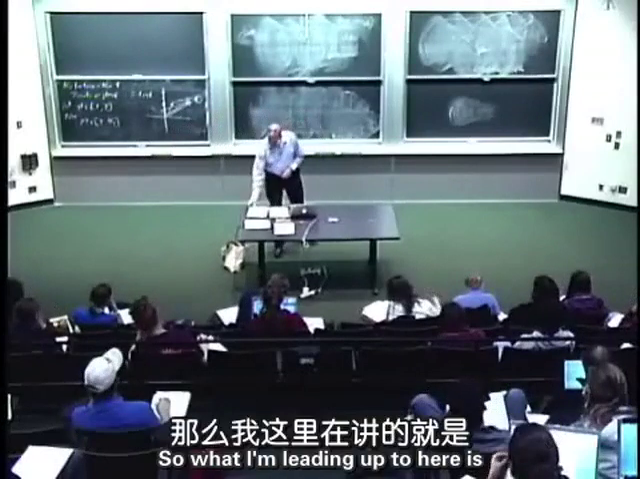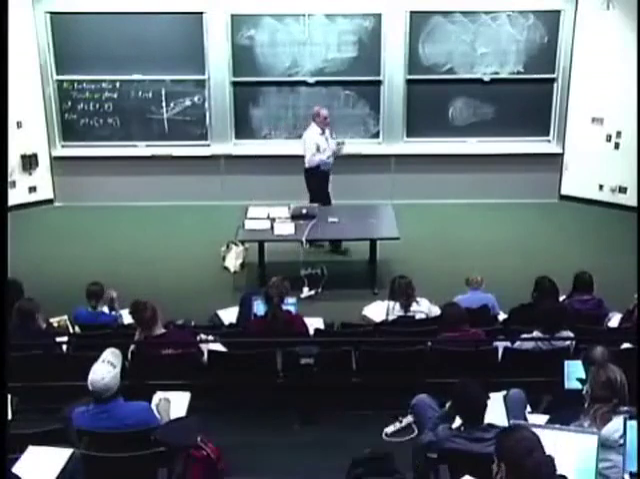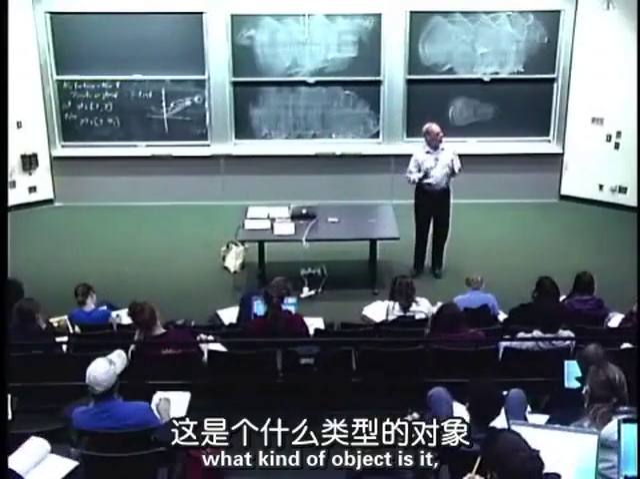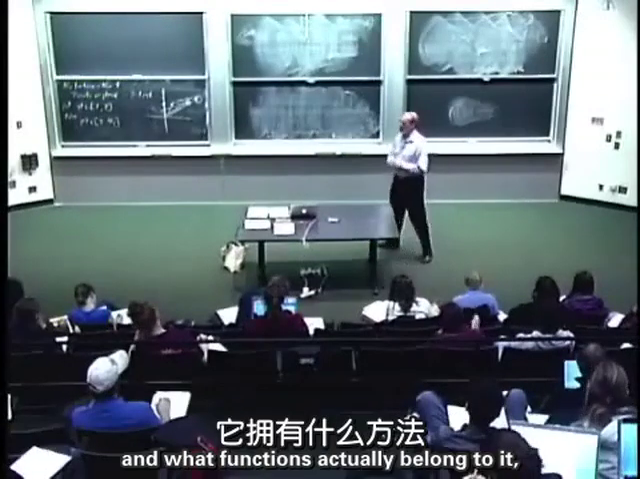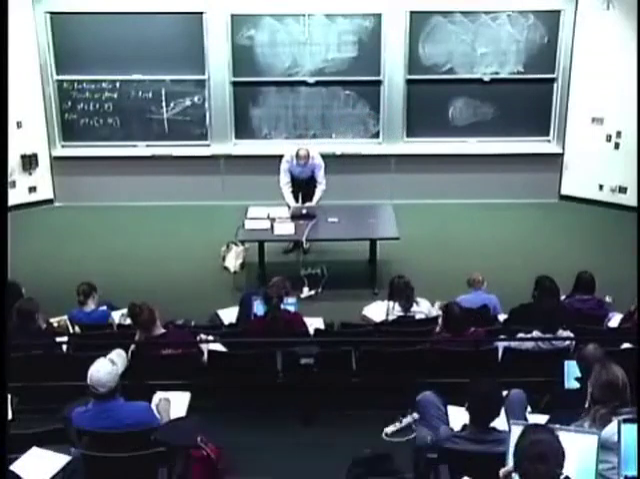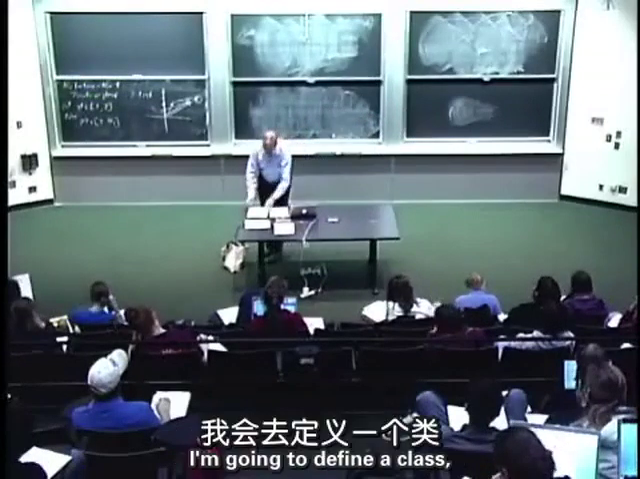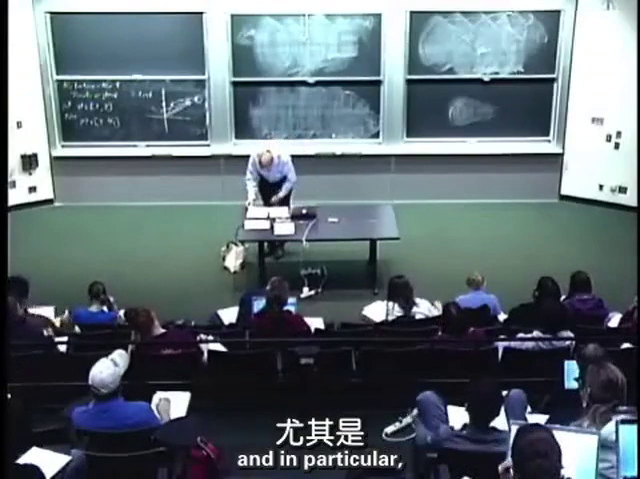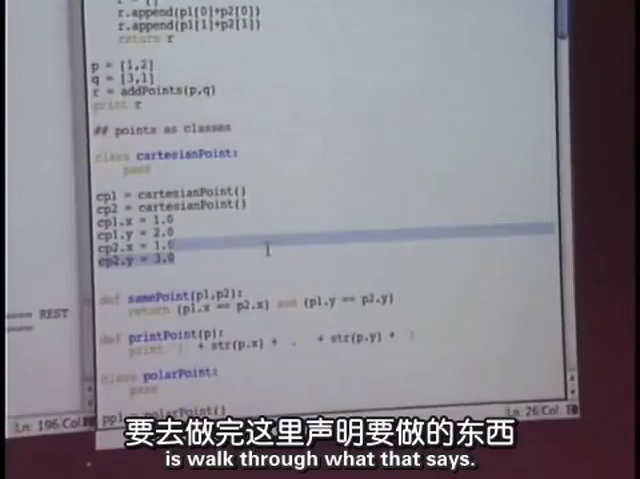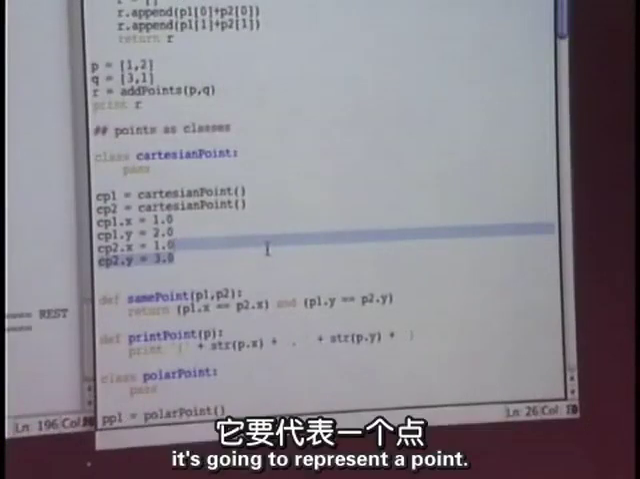So what I'm leading up to here is that we've got a problem. We want to build this abstract data type, but we'd like to know what kind of object it is and what functions actually belong to it. How do we use them? And so I'm going to go back to this idea of a class, and let's build the first of these. That is shown right here on your handout. I'm going to define a class, and walk through what that says. I'm going to build an object that's going to represent a point.